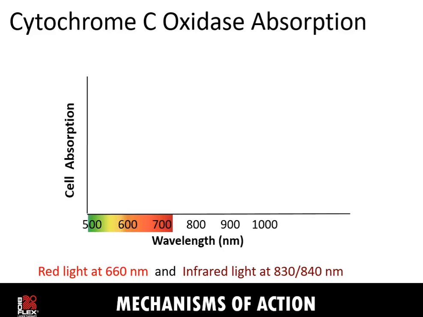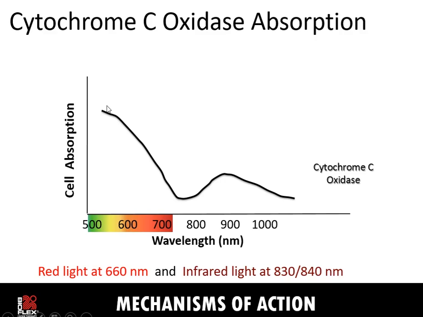So what one has to understand, looking at the absorption spectrum of cytochrome C oxidase, is that it absorbs preferentially over different wavelengths. You can see here that it goes from 500 to over 1,000 nanometers in wavelength. There's a peak in absorption that starts around green wavelength, or 500, into the red, and then it starts to die down and rapidly decreases between 700 to 800. It has another peak between 800 to 900, and then slowly starts to decline again as you approach 1,000 nanometers and above.